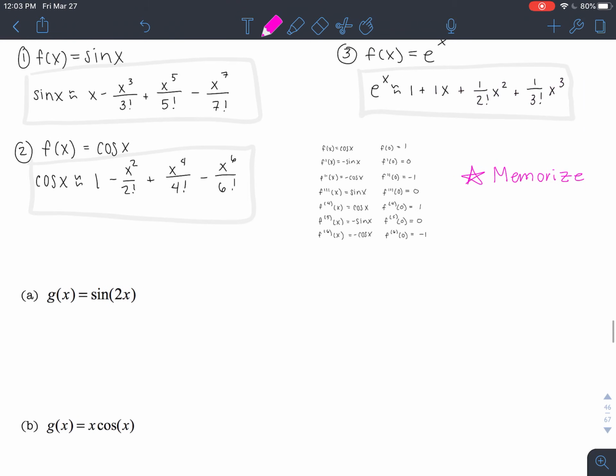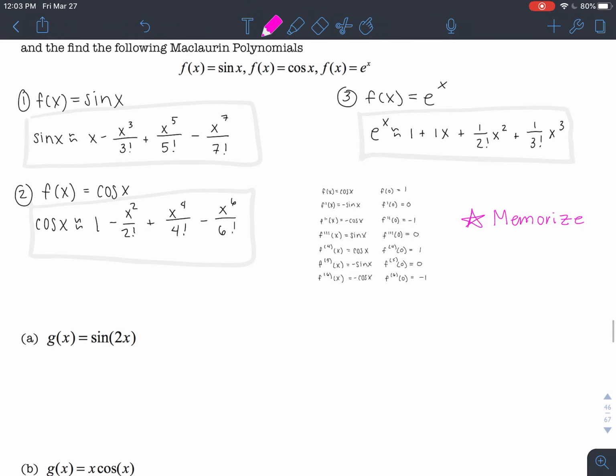Okay, so we're going to use these couple of things to manipulate Maclaurin polynomials for other functions. Okay, so we're going to do sine of x first, sine of 2x rather. So sine of x we can see up here, right? So then sine of 2x is going to be approximately, we're just going to plug 2x in for all of those x's. So we're going to get 2x minus 2x cubed over 3 factorial.